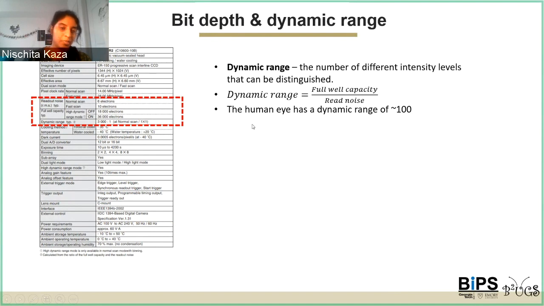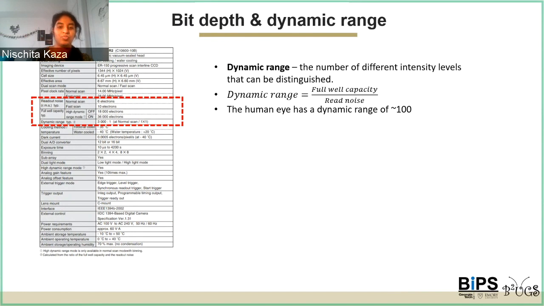Now, on the left is just the specification sheet for an Orca R2, which is a pretty typical scientific imaging camera. And like we talked about earlier, the read noise is not really dependent on the amount of light you have. So it's independent and it's given as some number of electrons. And the full well capacity essentially just refers to how many electrons an element of the detector can hold before it has to be read out and emptied. So this ratio gives the dynamic range, which for this camera is about 3000. This is an optimistic estimate, but you immediately see that it's many factors of magnitude higher than what we can see with our human eye.